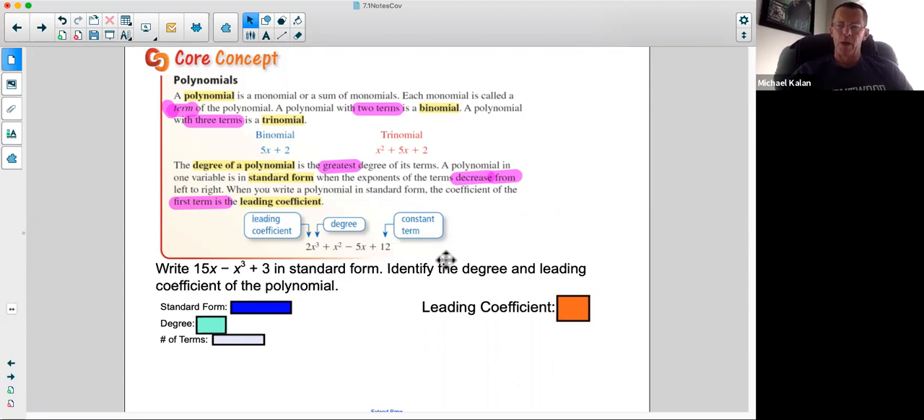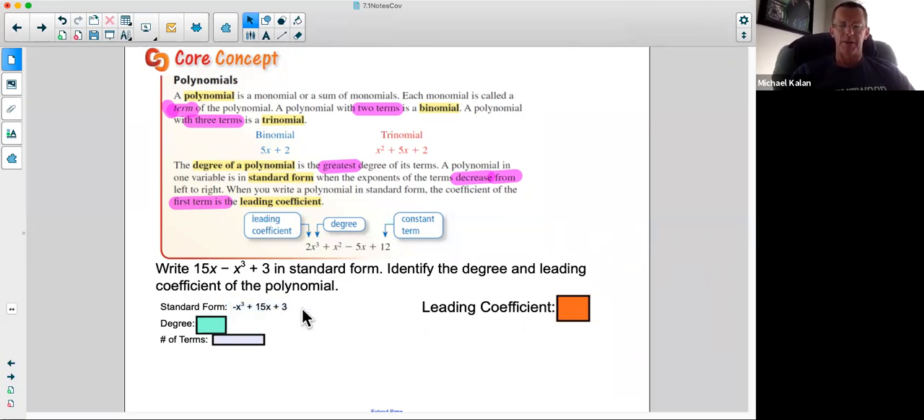Okay. All right, so let's practice all of those things. We're going to write 15x minus x squared plus 3 in standard form. We're going to identify the degree and leading coefficient of the polynomial. Okay, standard form, what does that mean? Oh yeah, my notes right here. It means in decreasing order of the degrees. Okay, so what's the biggest degree here? Well, this is 15x, so that's 15x to the first. That's the first degree. This one's squared, that one's to the 0. So what would standard form be? Remember to take the signs with them.